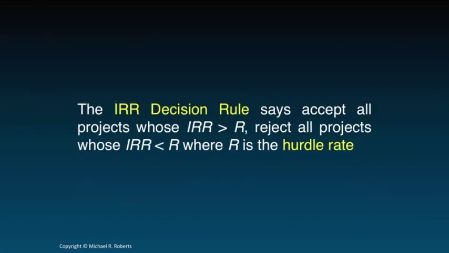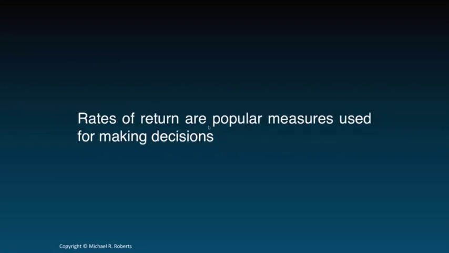The IRR decision rule, as you might recall, says accept all projects for which the IRR is greater than R, reject all projects for which the IRR is less than R, where R is our hurdle rate or opportunity cost of capital. And the intuition was simple. If it's costing us R% to raise money to fund investment, that investment should return something at least as big, if not greater than R. Preferably greater.